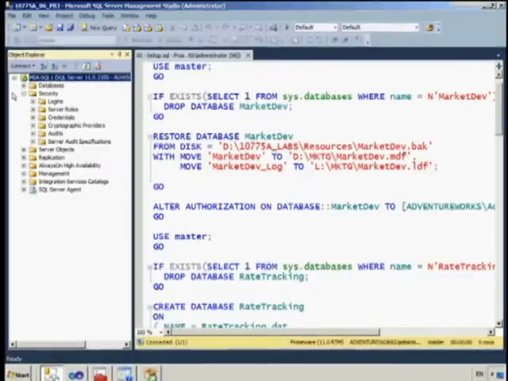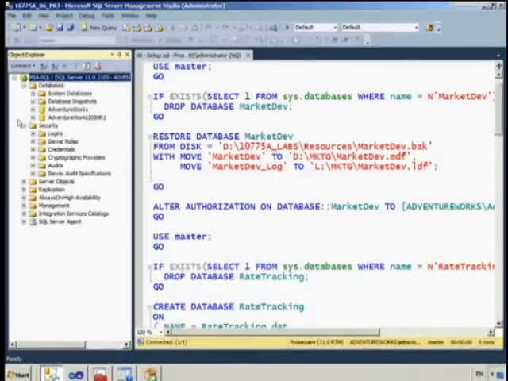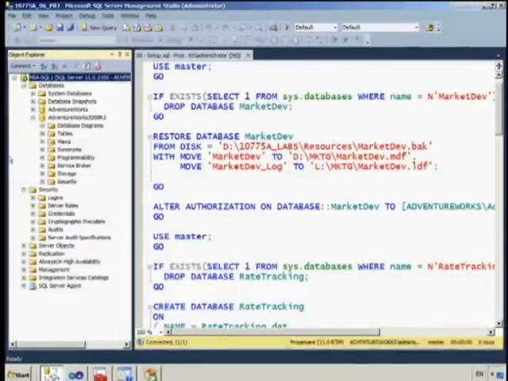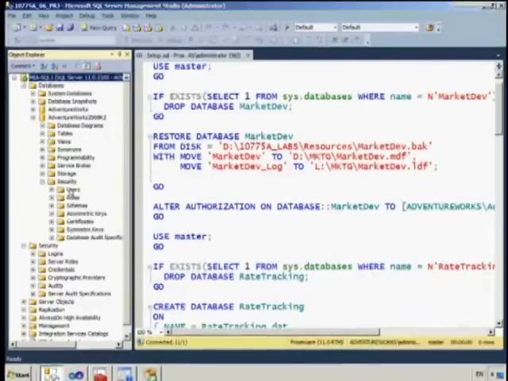We'll also look at security at the database level. So we'll look at security at the database level in terms of users and roles and schemas and also auditing.